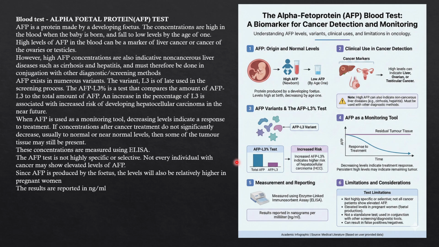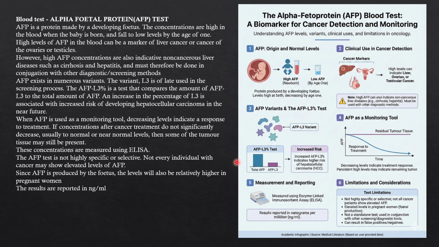So the first one is the blood test or the alpha fetoprotein test, where AFP is a protein which is made by the developing fetus, and the concentrations are high in the blood when the baby is born and fall to low levels at the age of one. High level of this protein in the blood can be the marker of liver cancer and cancer of the ovaries or the testicles. However, high AFP concentrations are also indicative of non-cancerous liver conditions, such as cirrhosis and hepatitis, and must therefore be done in conjunction with other diagnostics and screening methods.